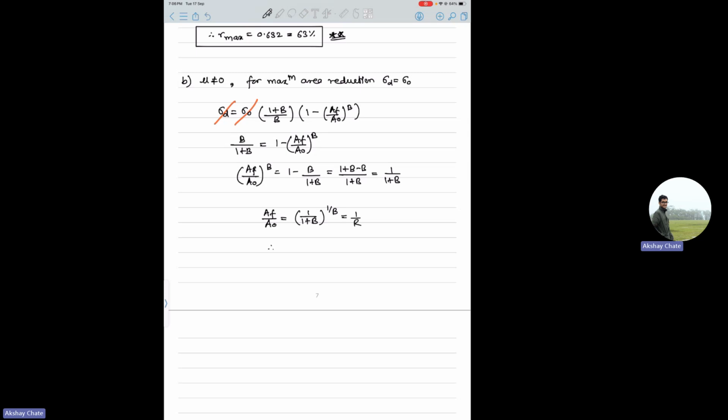So therefore you can calculate r as 1 minus 1 by R. So this is the r max condition in this case. That will be 1 minus 1 by (1 plus B) whole raised to 1 by B. And here B is actually mu cot alpha. So depending on the values of mu and alpha, you will have the maximum value here. Okay, so like that you have to proceed, and this is a very interesting question.